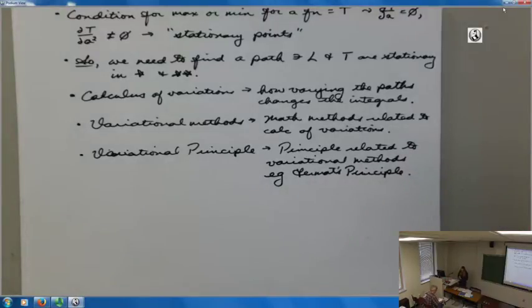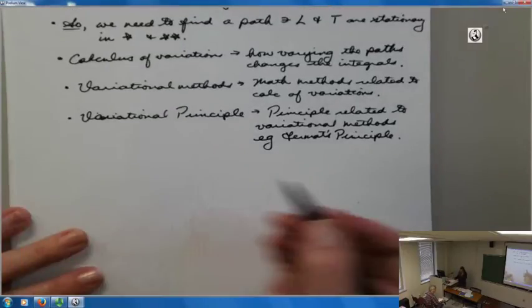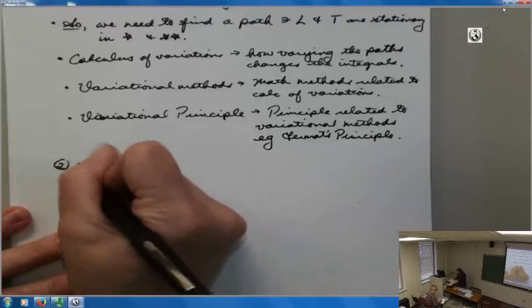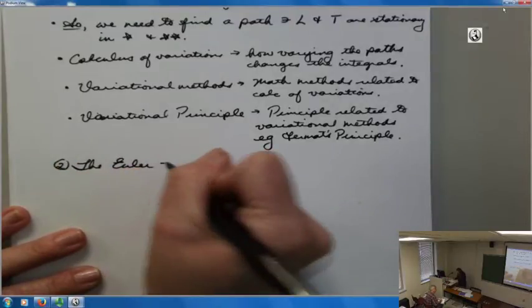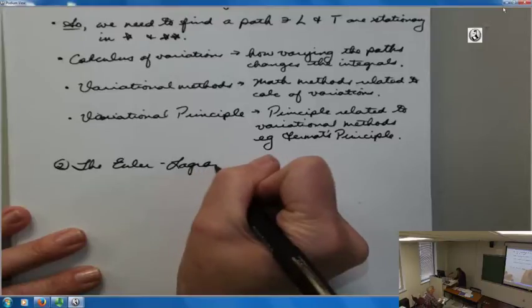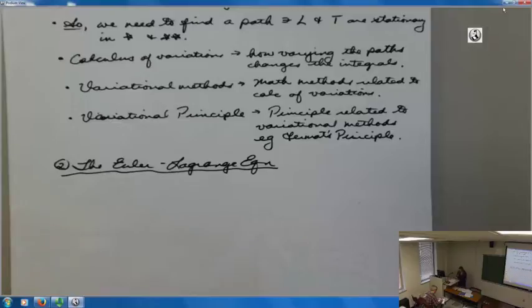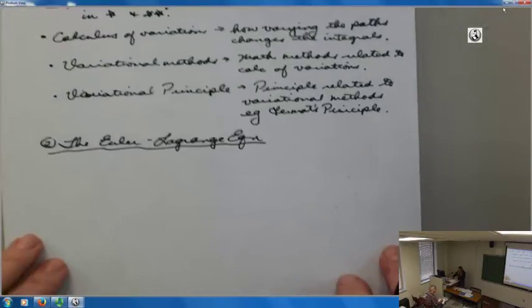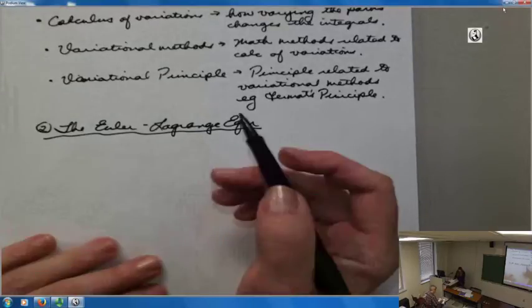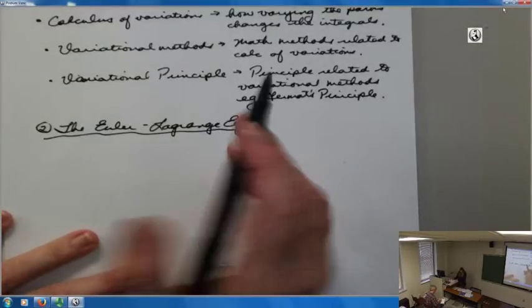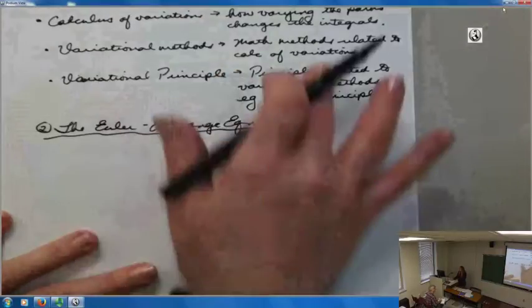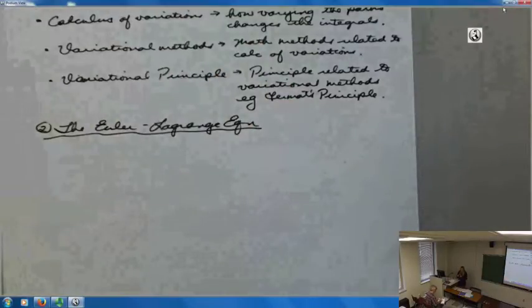So I think it's time for us to do it, and we're going to start with the Euler-Lagrange equation. We're going to learn how to solve that star and double star here, and then we'll actually solve it in the next section. My goal before now was just that we kind of get the variational problem. Hopefully we're there.